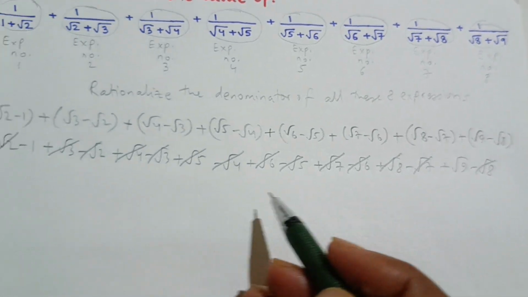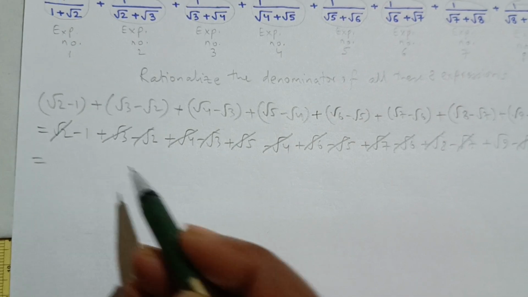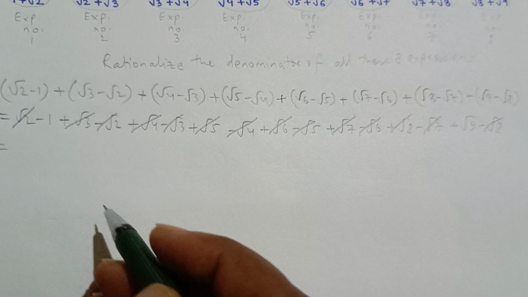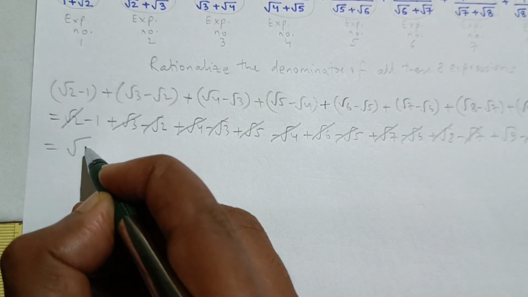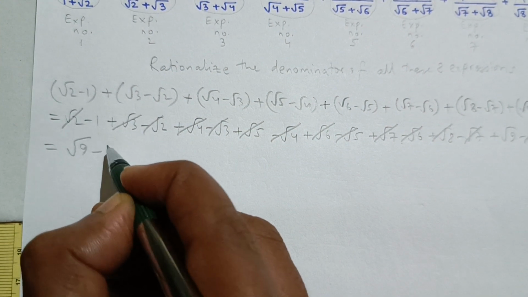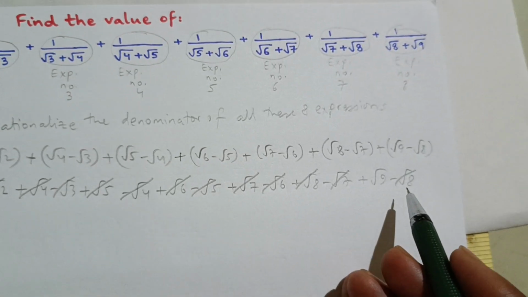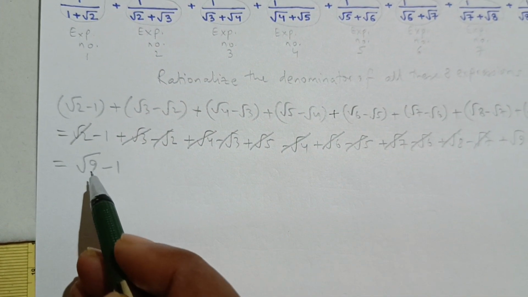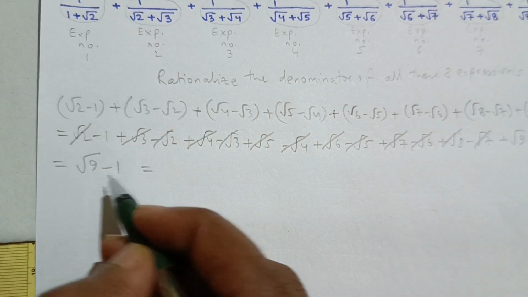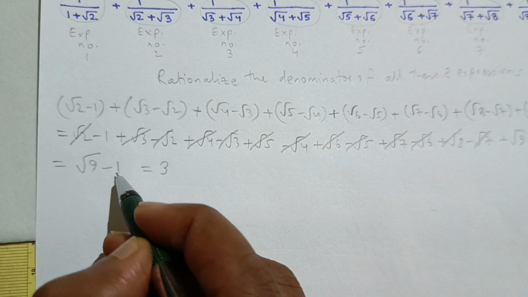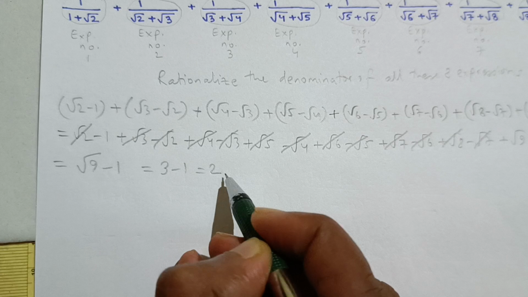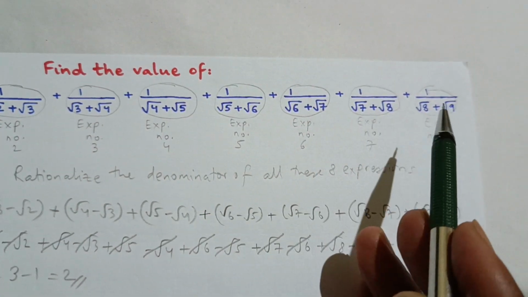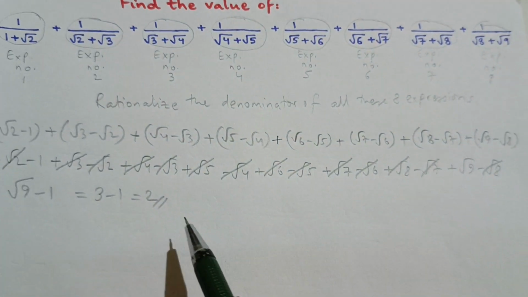So what are we left with? We are left over here with minus 1, and over here we have plus square root of 9. So plus square root of 9, or simply square root of 9 and then minus 1. This is what we get. So square root of 9 minus 1. Square root of 9 is 3. So 3 minus 1, 3 minus 1 is 2. So the answer is 2. So the value of this particular expression is 2.